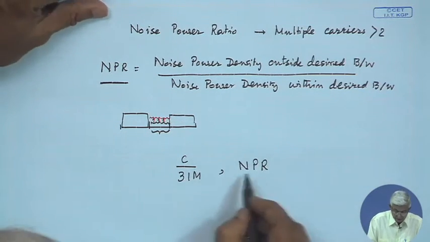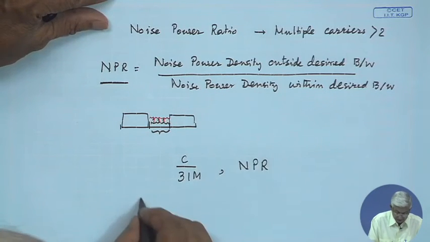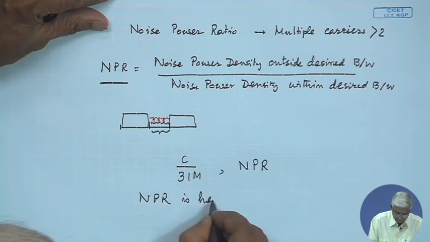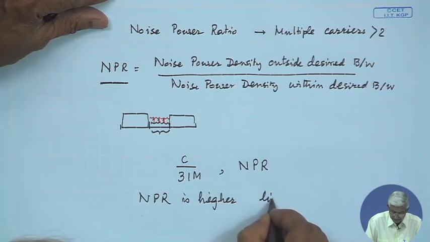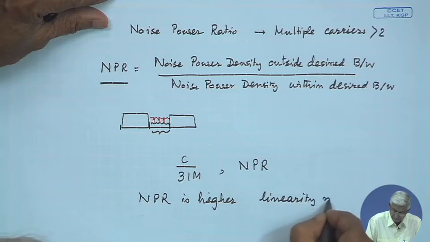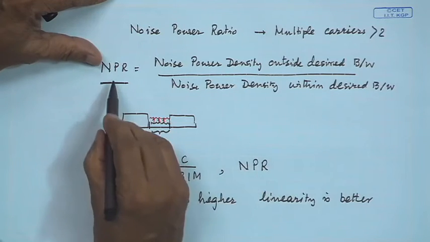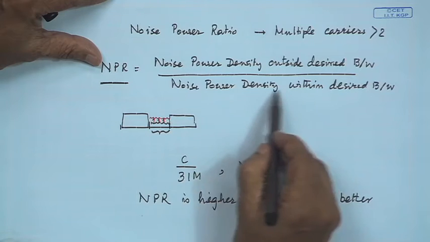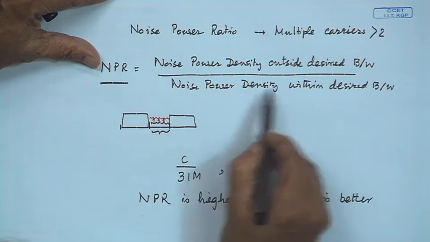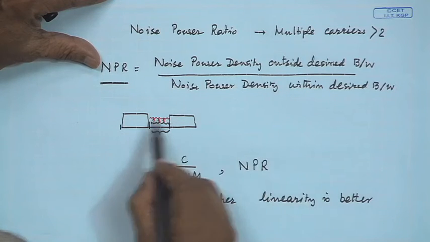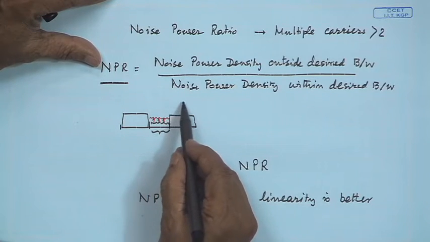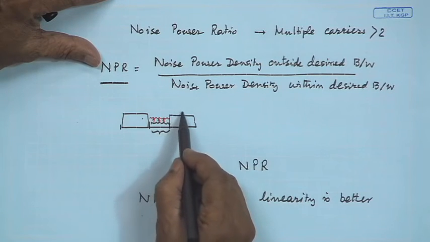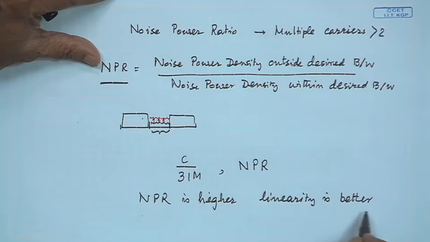Now, the meaning is that if NPR is higher, then linearity is better, because when this is higher, the noise power density within the desired band is low, then only this becomes higher. So noise power density within the desired band becomes low when the intermodulation of others are not falling here. That means the system is operating with most of them in the linear region. Nonlinearity can generate the intermod, so there is no nonlinearity or less nonlinearity. So linearity is much better. This much is enough for the definition.